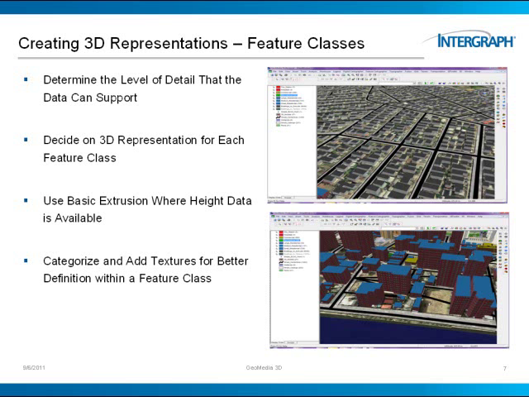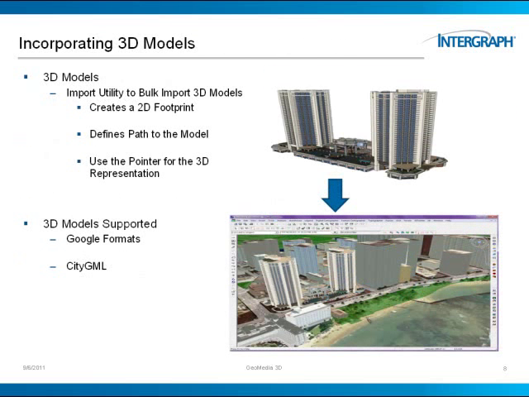I'm going to show you what I mean by this in a little bit, but let me first talk about 3D models and how GeoMedia 3D handles them. GeoMedia 3D includes a utility to import 3D models. It creates a footprint and a pointer to the model, so users can easily add 3D originated data to their data mix. The import utility currently supports CityGML and Google file formats, and we do have plans in the future to add additional standard formats.